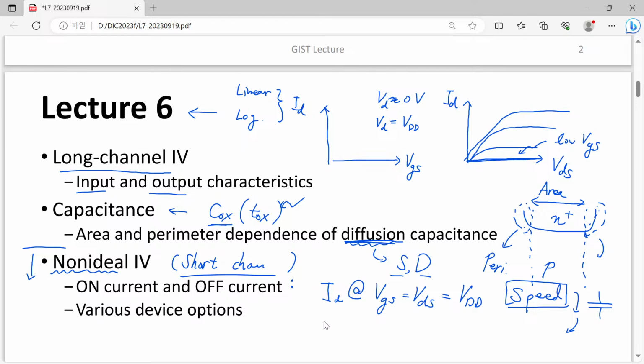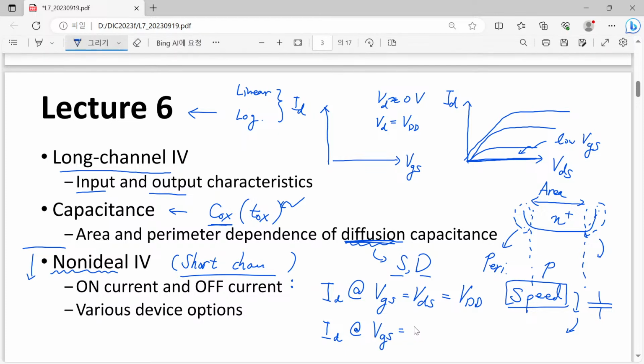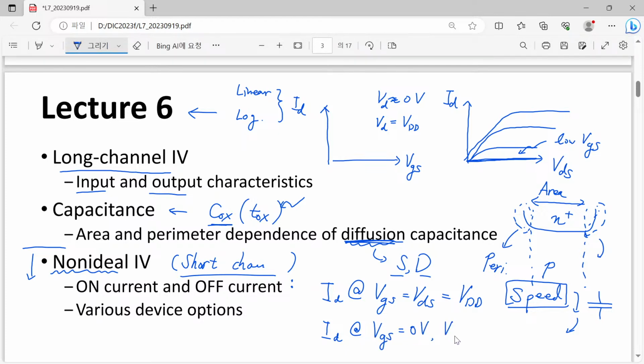On the other hand, we have another quantity like off current. This corresponds to VGS equal to 0, but VDS equal to, in this case, VDD.